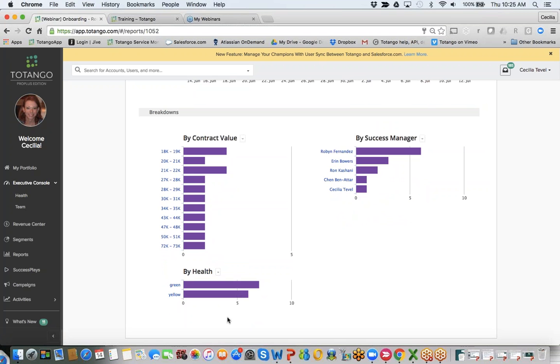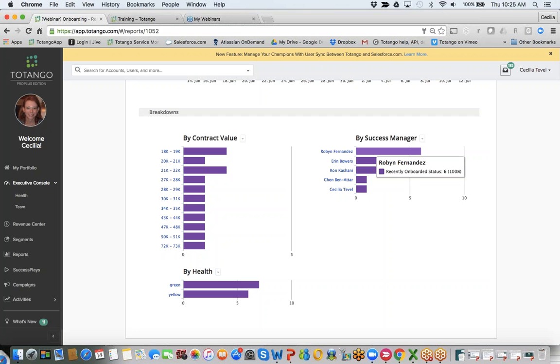I have some yellow. It's good that I don't have any reds, because if you just recently got someone live, you definitely don't want to see any red there. And again, I can also compensate my team. Maybe part of our MBOs is to compensate team members on how many customers they have onboarded.